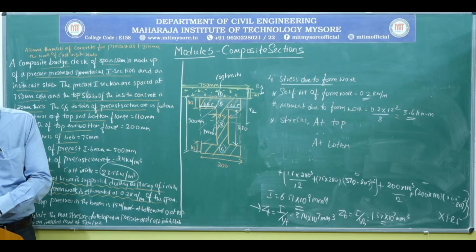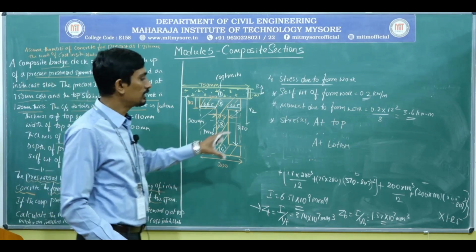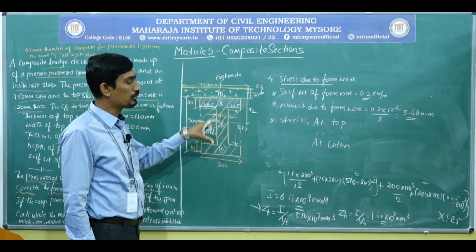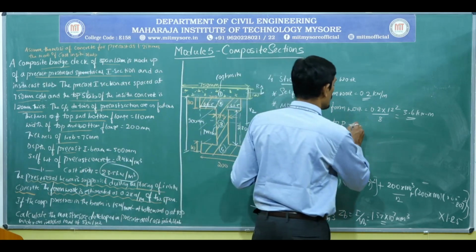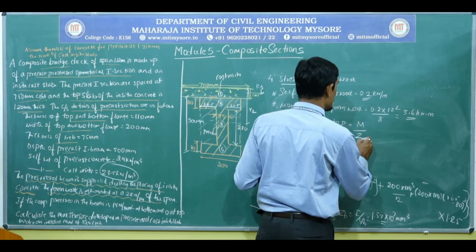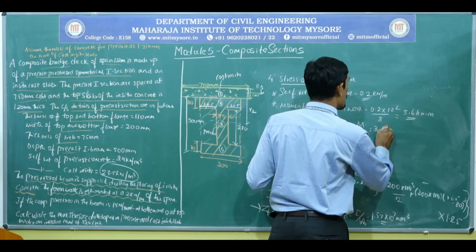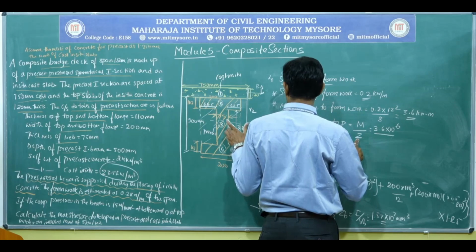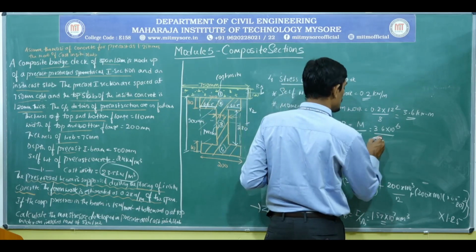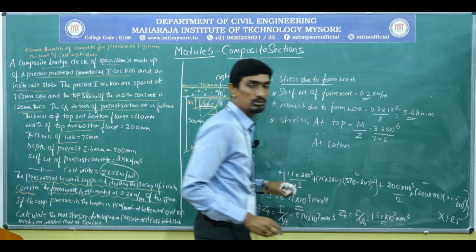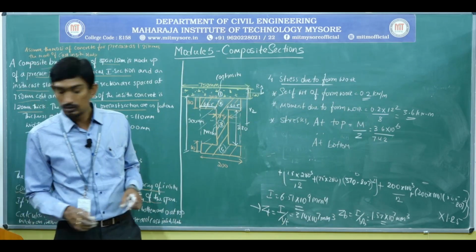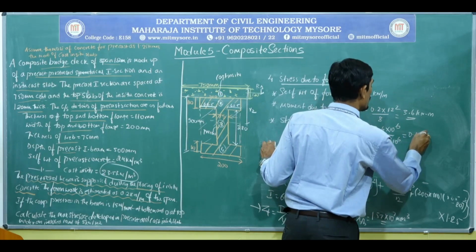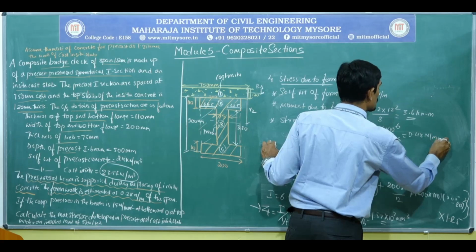Since we have supported the precast pre-stressed section, and we are providing a prop to this section, it will be M divided by Z. So that is 3.6 into 10 to the power of 6, and Z will be the sectional modulus of precast, which is 7.42, already calculated, into 10 to the power of 6, which gives 0.48 Newton per millimeter square.